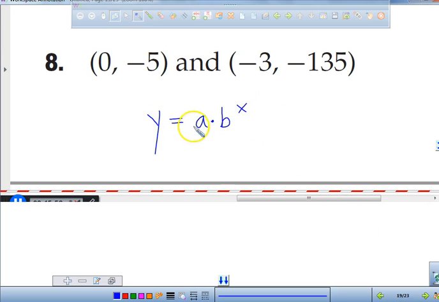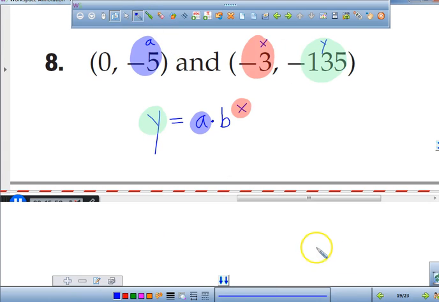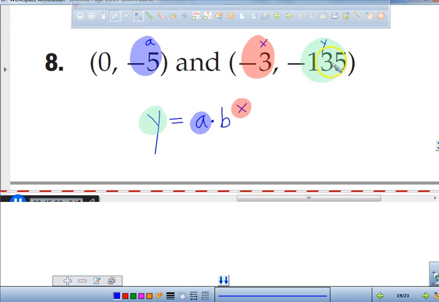There we go. Y equals A times B to the power of X. Whenever you plug in a 0 for X, this will always be your A value. This is your value for X, and this is your value for Y. You'll notice magically colors just appeared on the screen. You'll notice that my A value is -5. My X value is -3. And my Y value is -135.